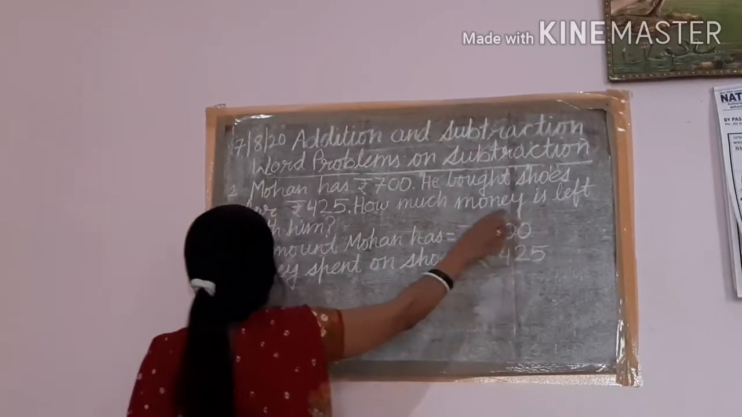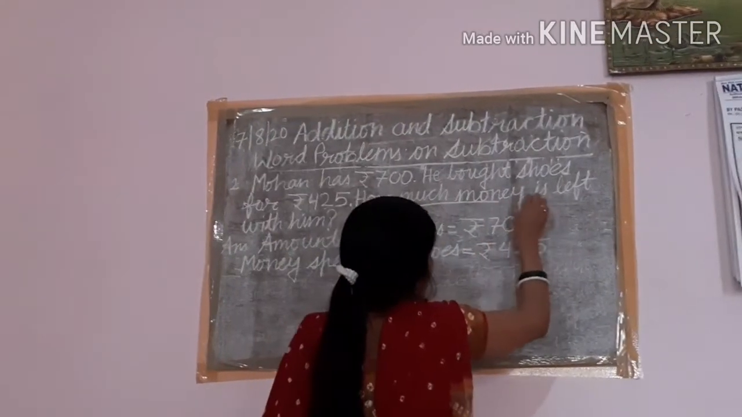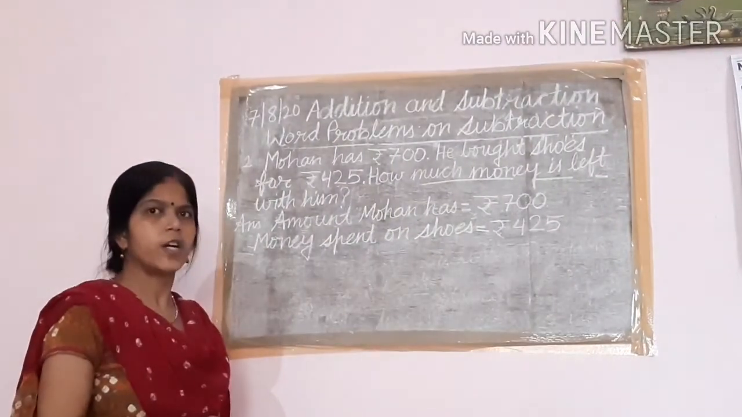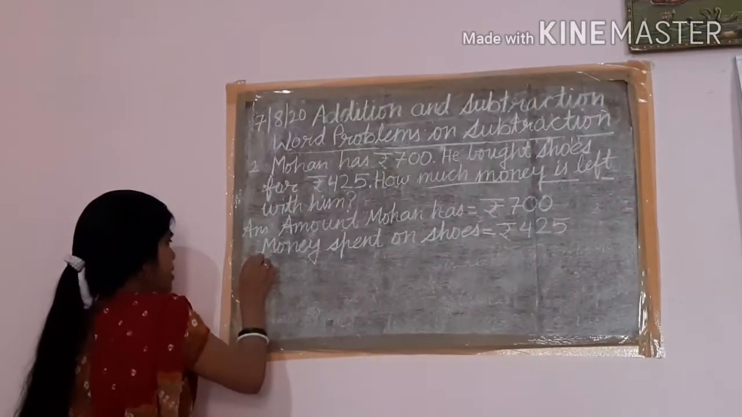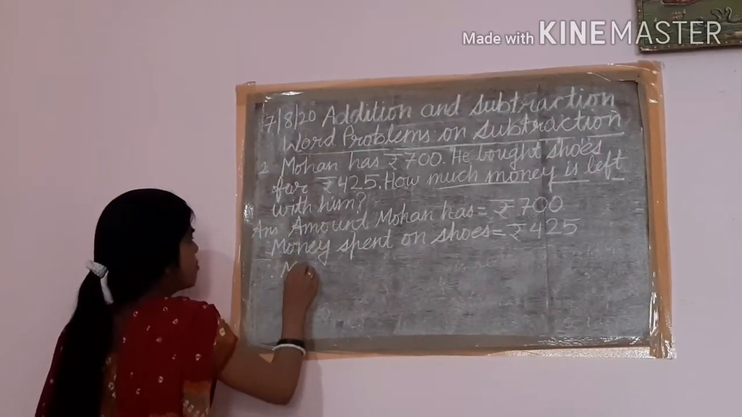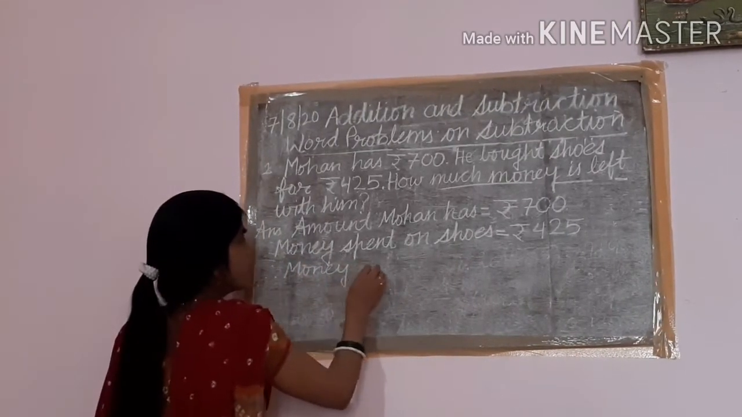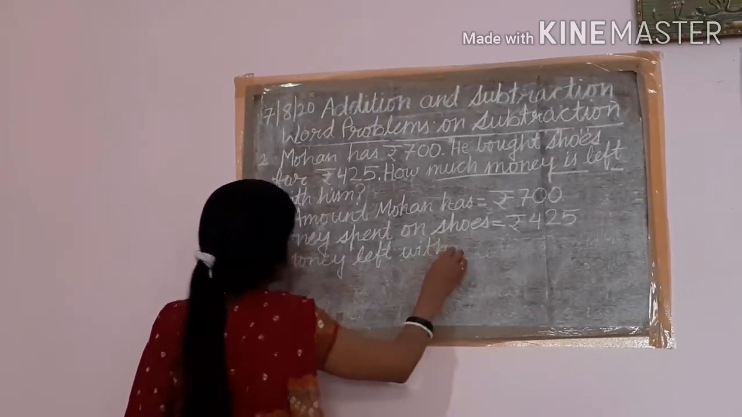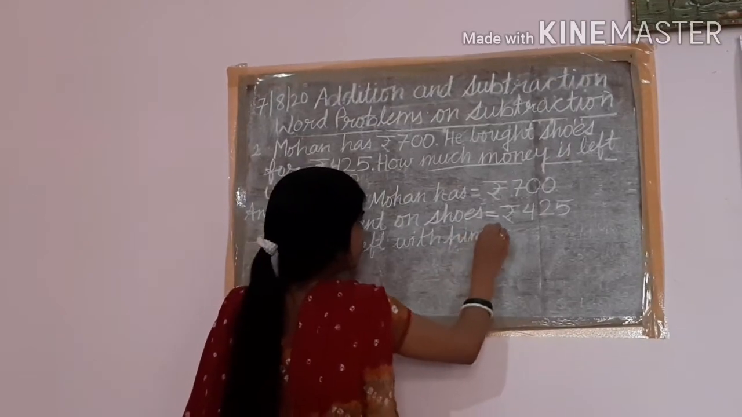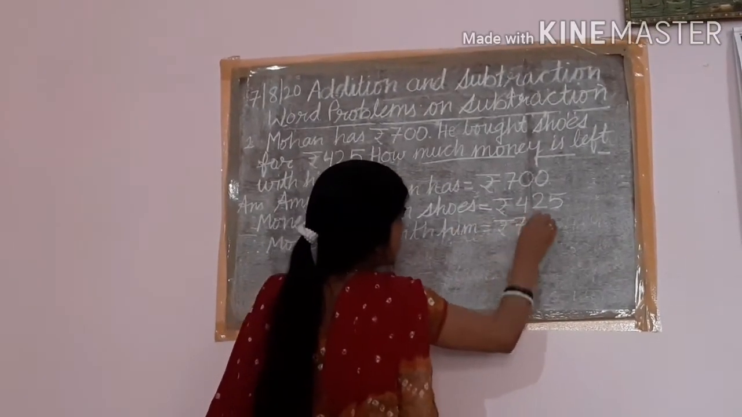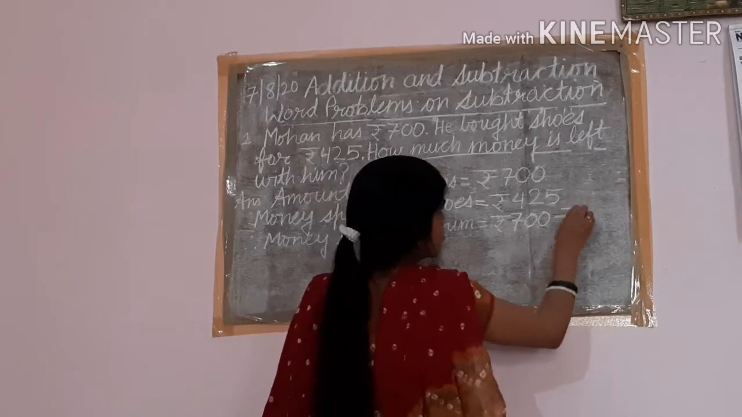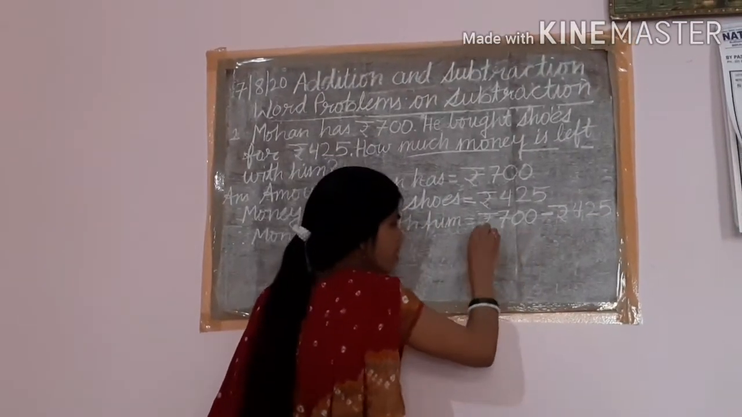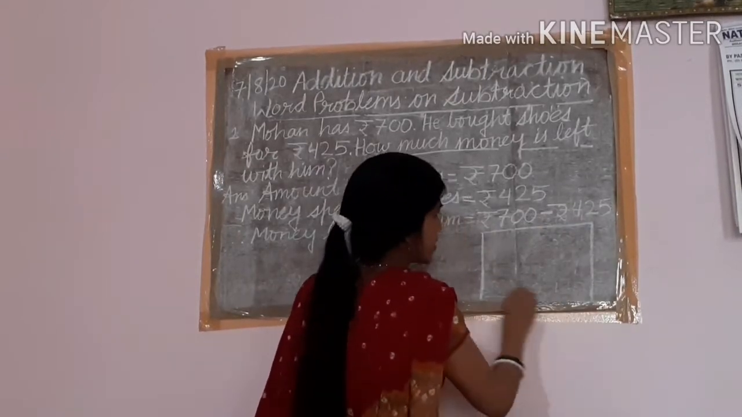Then what to do? How much money is left? So again I got that money left is asked. Whenever this happens, what to do? Subtraction. So you write here: therefore, money left with Mohan, or with him, is equal to rupees 700 minus rupees 425. First we will do the rough work and then we will write the answer.